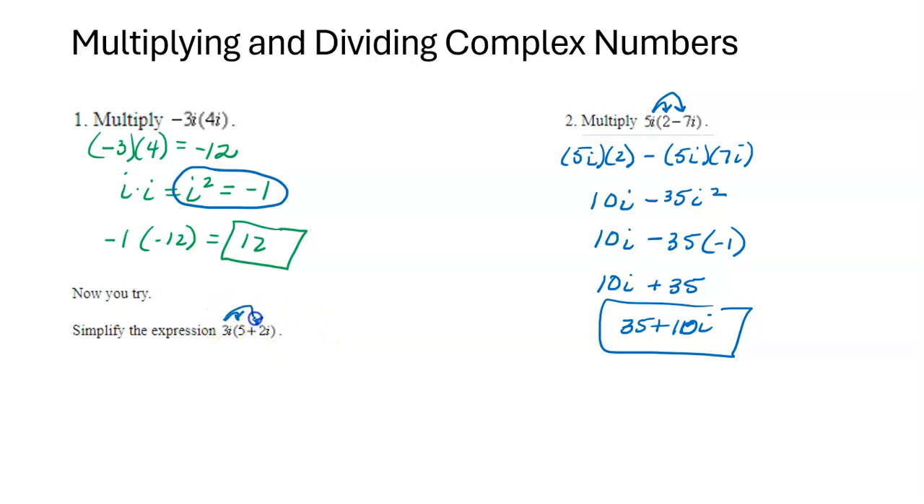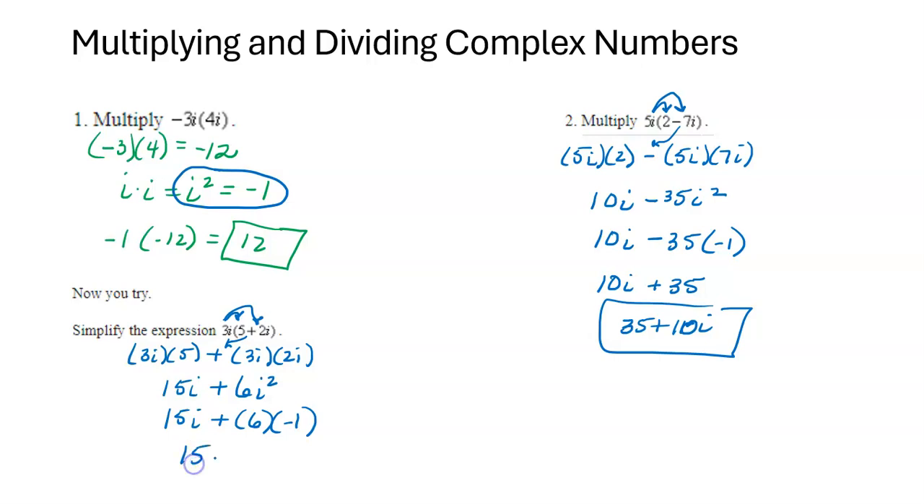Let's distribute this like we just did. 3i times 5 plus 3i times 2i. 3 times 5 is 15i plus 3 times 2 is 6i squared. Again, i squared is negative 1. So we end up with 15i minus 6, or in the common notation, negative 6 plus 15i. Either one of those is right to me.